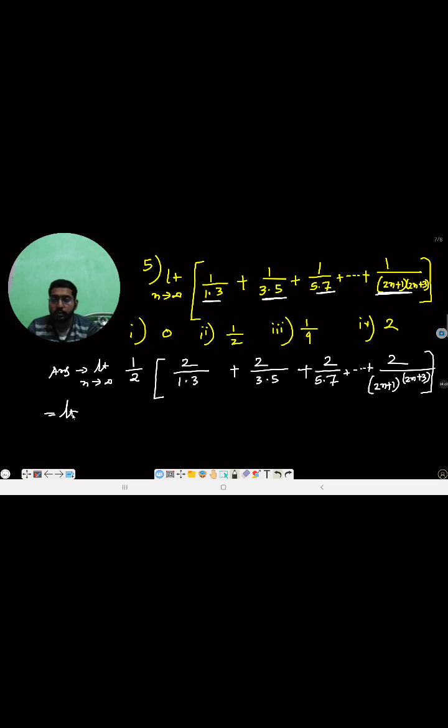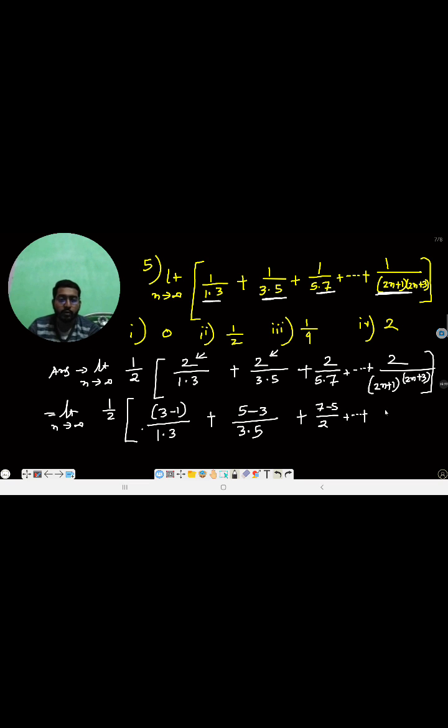Now we can write like this, limit n tends to infinity, half into, now look at the numerator here, it is 2. Now this 2 can be written as 3 minus 1, because 3 minus 1 is 2, and the denominator will be the same, 1 into 3. Now here again there is a 2. Now how to write this 2? We can write it as 5 minus 3, because 5 minus 3 is again 2, and here it is 3 into 5. Now plus again, this one I have to write as 7 minus 5 by 7 into 5, and so on. The last one also we can write like this: 2n plus 3 minus 2n plus 1 divided by 2n plus 1 into 2n plus 3, like this.